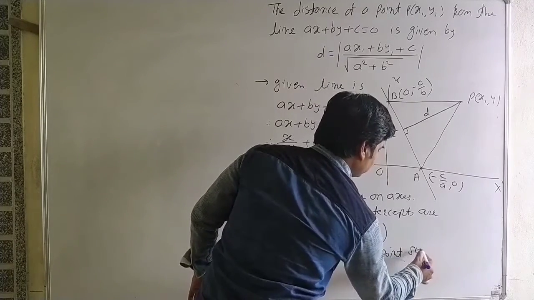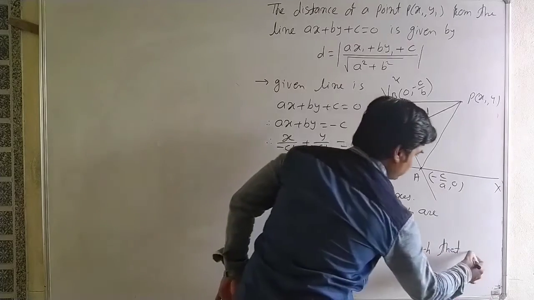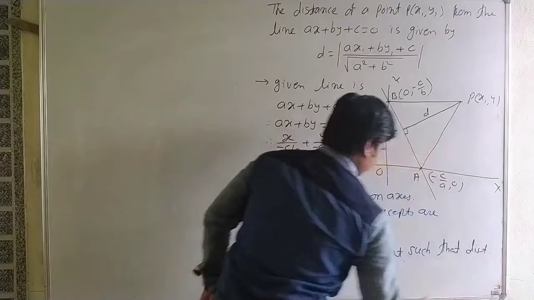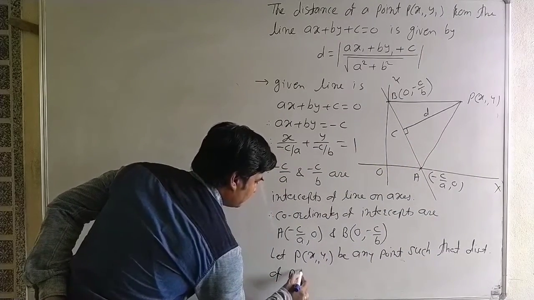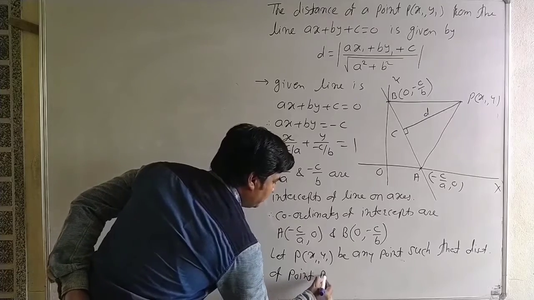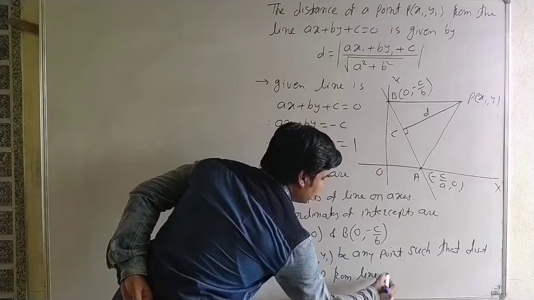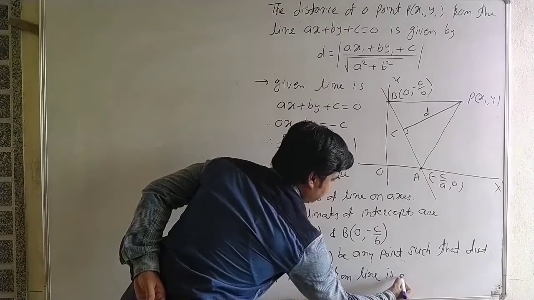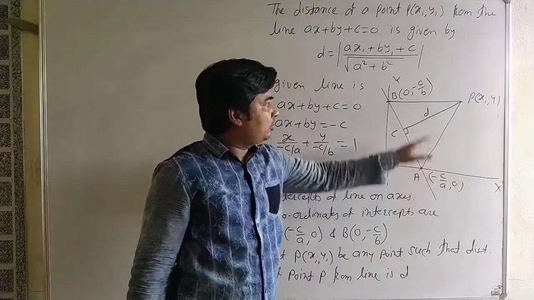Such that the distance of point P from the line is, take D. Okay. Now first we find the area of the triangle for this.